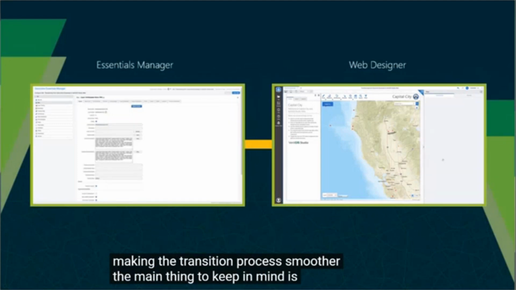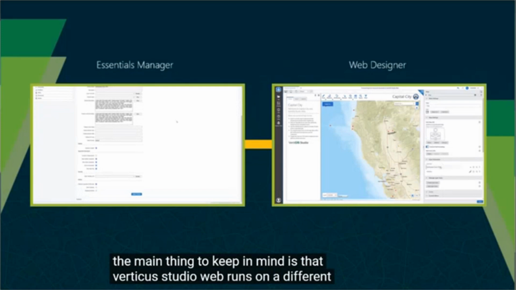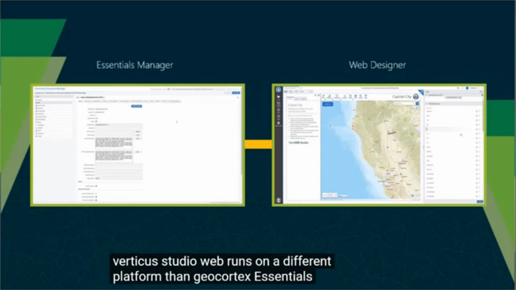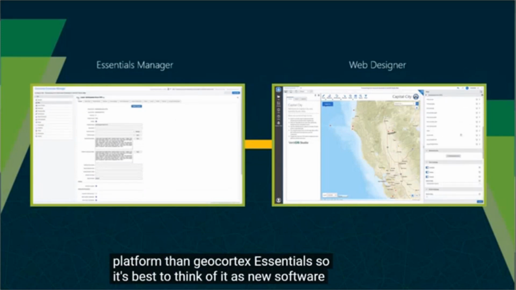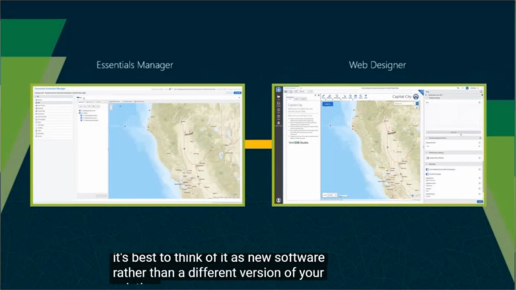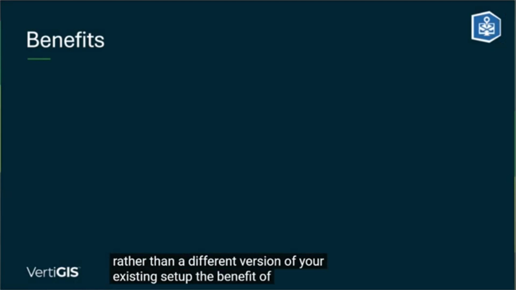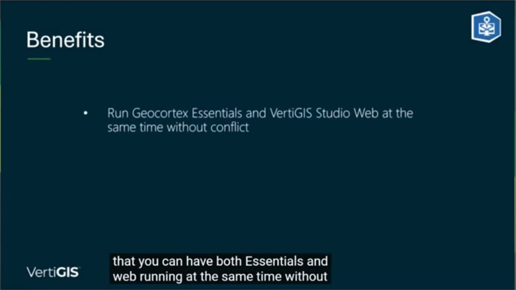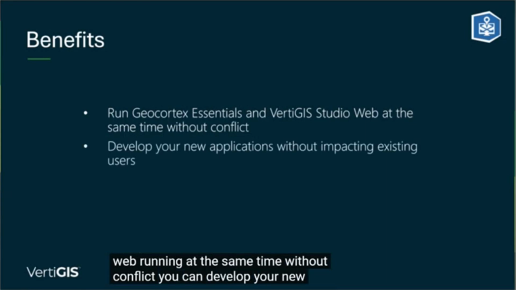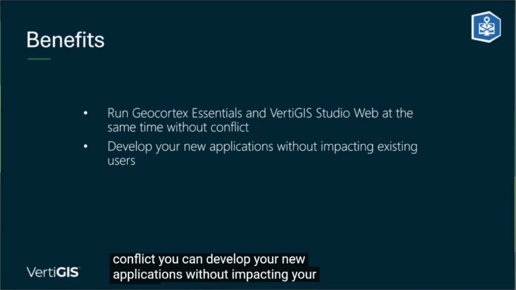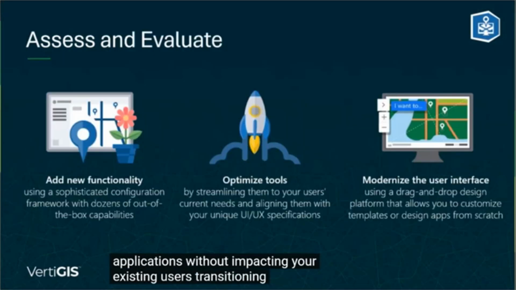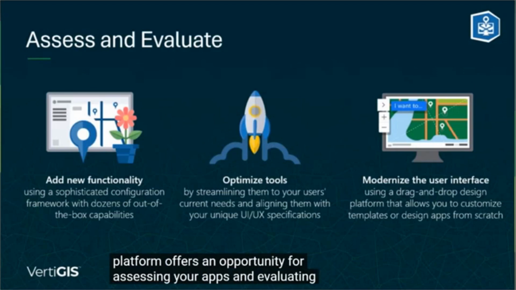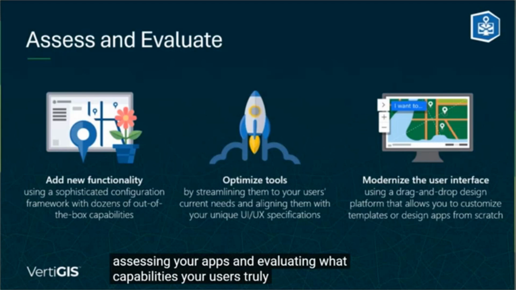The main thing to keep in mind is that VertiGIS Studio Web runs on a different platform than Geocortex Essentials, so it's best to think of it as new software rather than a different version of your existing setup. The benefit of this is that you can have both Essentials and Web running at the same time without conflict. You can develop your new applications without impacting your existing users. Transitioning to the new platform offers an opportunity for assessing your apps and evaluating what capabilities your users truly need.